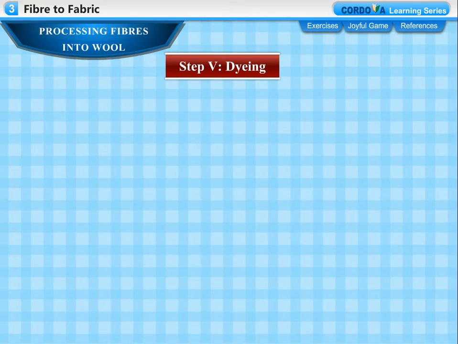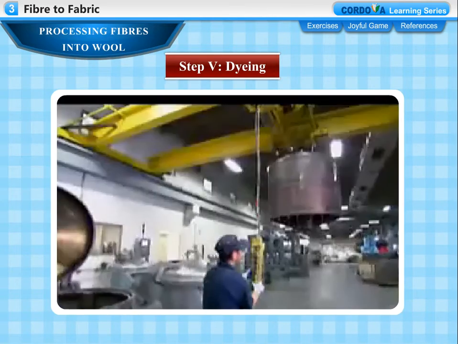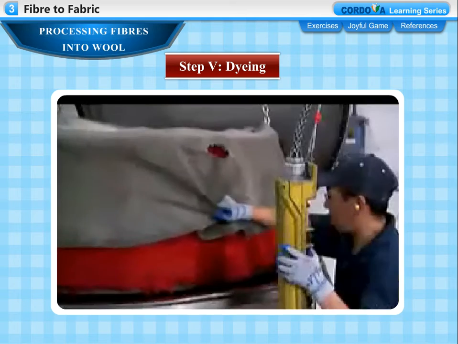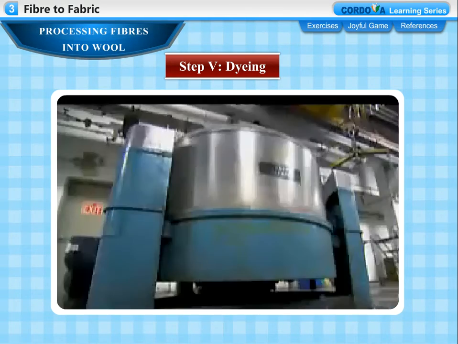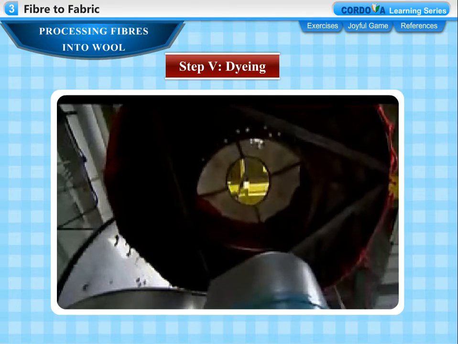Step 5. Dyeing. The natural fleece of sheep is black, brown, or white in color. The fibers obtained after combing are dyed in various colors.